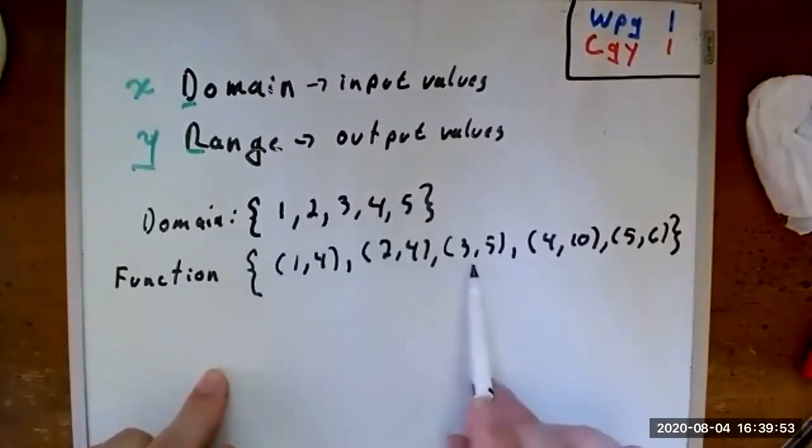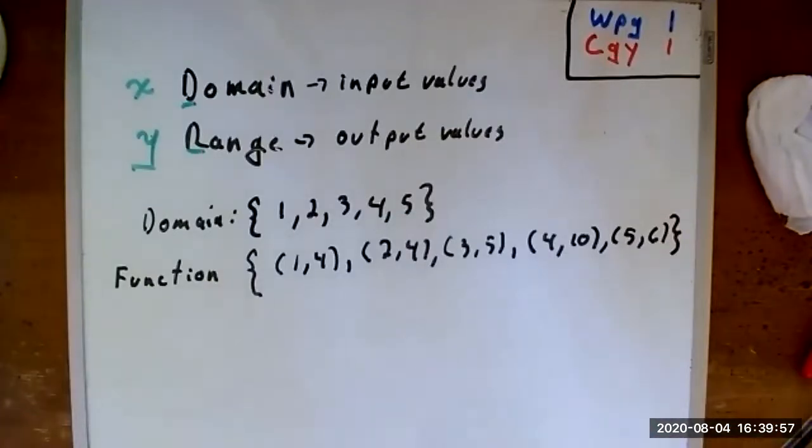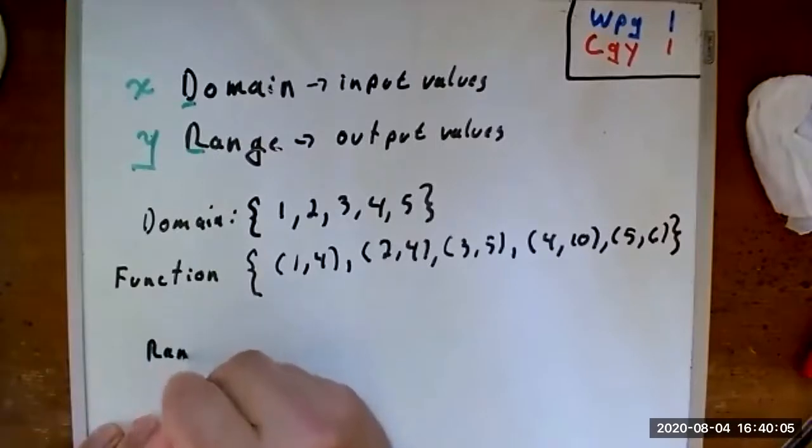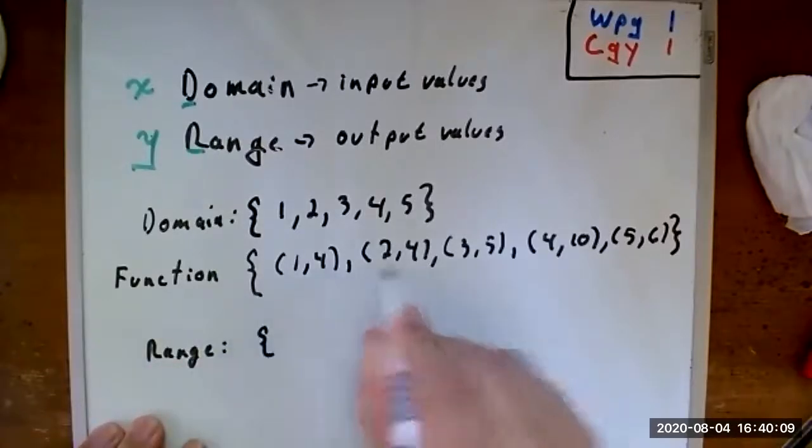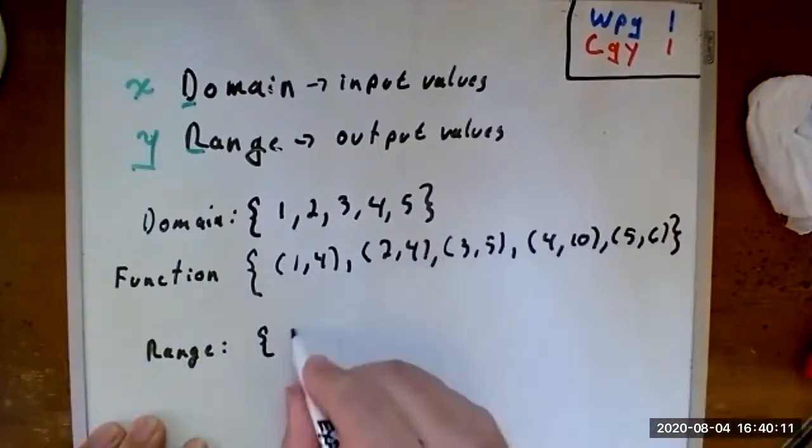Okay, so there's the set. And we can say that this is a function because each domain value has been used only once in the whole thing. Okay? And because it's being used only once, we can call it a function.